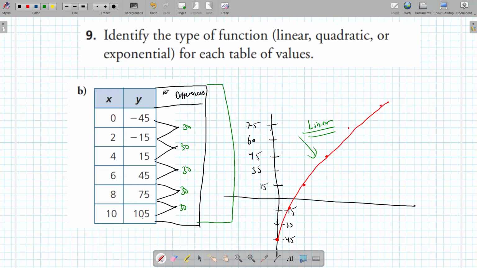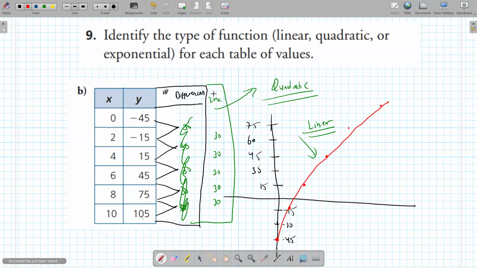If the first differences are the same. Let's say the second differences, let's say these were not the same. But let's say the second differences ended up becoming the same. In that case, that would be a quadratic. First difference the same, linear. Second difference is the same, it's a quadratic. And if the first differences are not the same but are multiples of each other, that's gonna be an exponential.